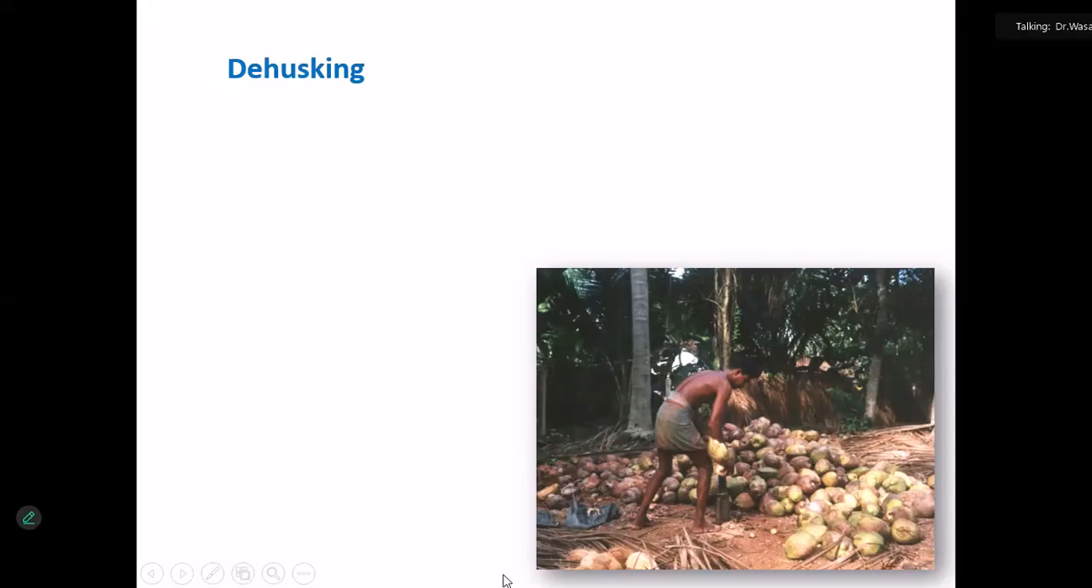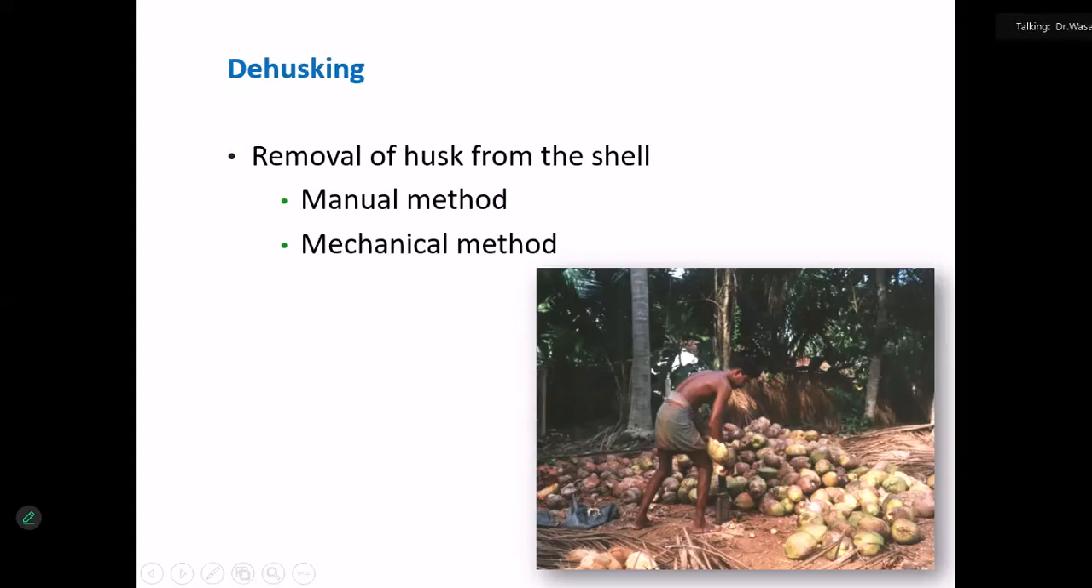This is the dehusked nut. So that is dehusking. Dehusking means removal of husk from the shell. It can be done manually. You can see here the person is doing that manually, as well as it can be done mechanically, by machines.